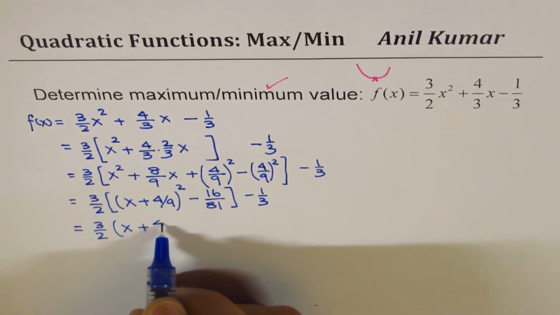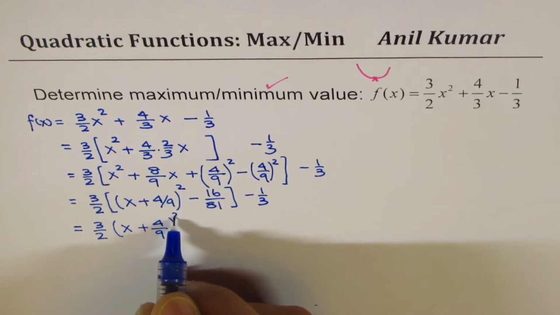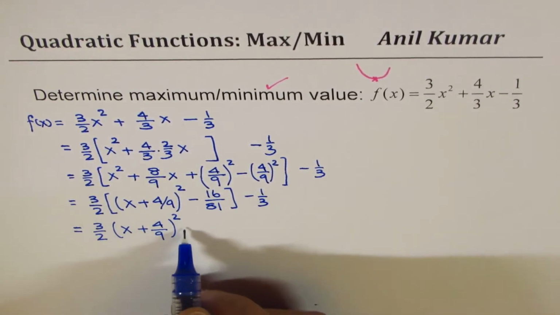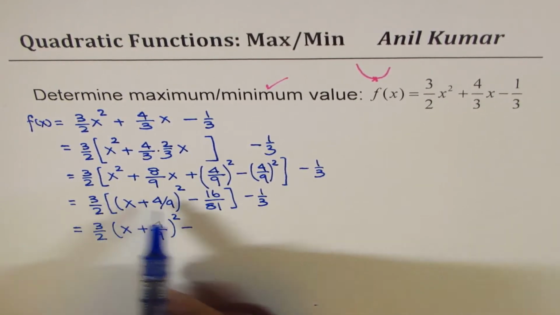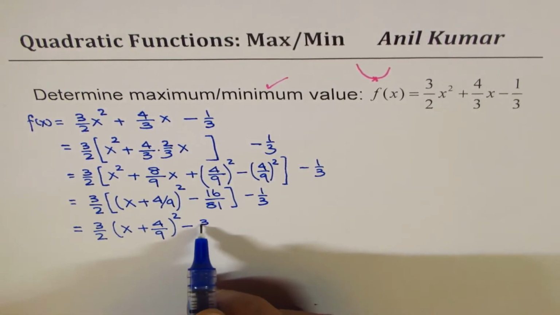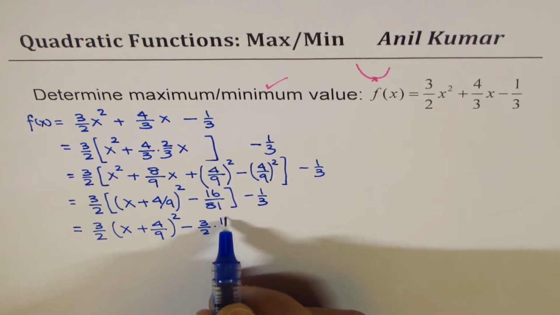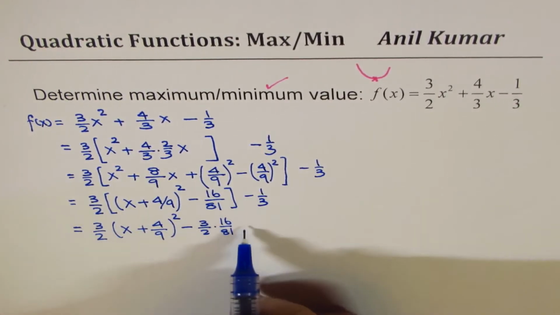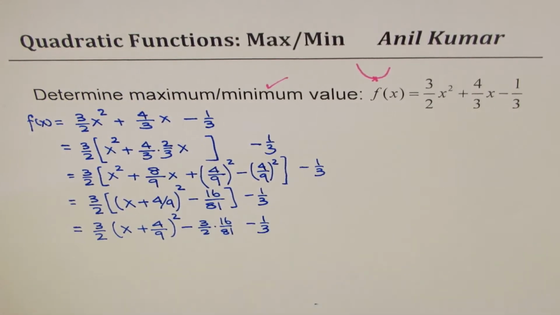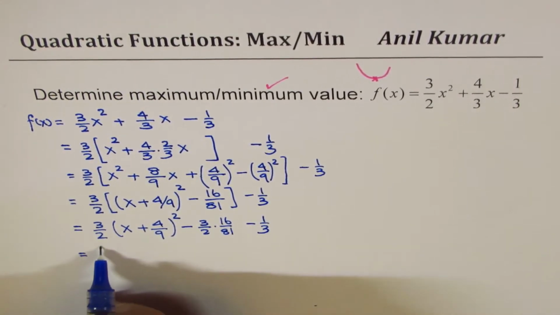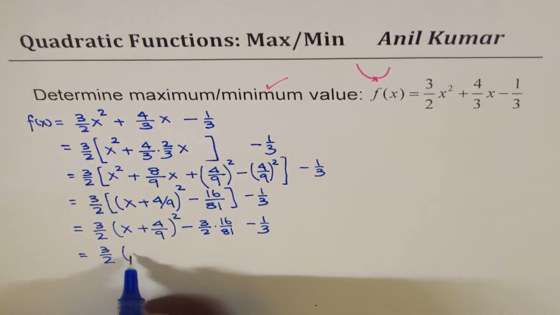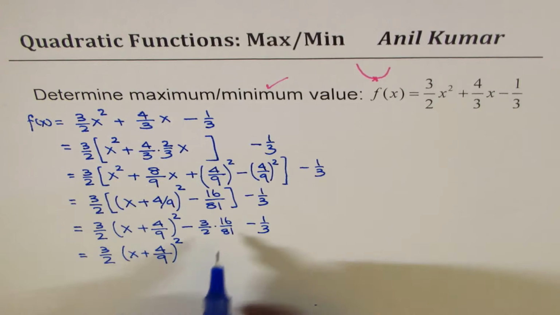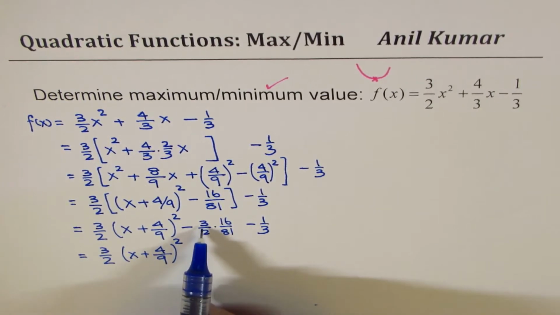x plus 4 over 9 whole square. You have to multiply 3 over 2 with this number, correct? So let me write this as first 3 over 2 times 16 over 81 and then we'll just write minus 1 over 3. So that gives you 3 over 2 x plus 4 over 9.